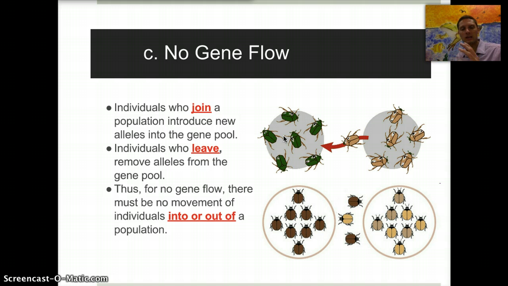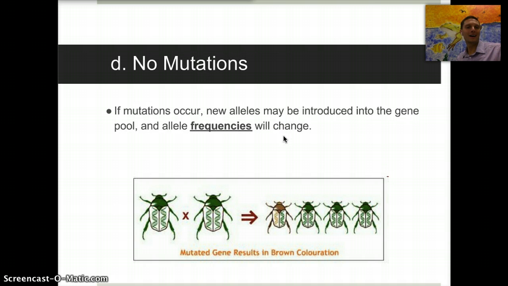They have to be an isolated pocket where there are no new alleles coming in or out of that population. Additionally, there cannot be any mutations, so no mutations. If mutations occur, that can be introducing, not always, but it can be introducing new alleles, which can overall change the allele frequency. So here, if we've got two green beetles that are reproducing and they have some offspring, maybe a mutation occurs that results in a different color, a brown color here. So that would be an example of mutation. It goes along with gene flow in that it can introduce new alleles to the population.